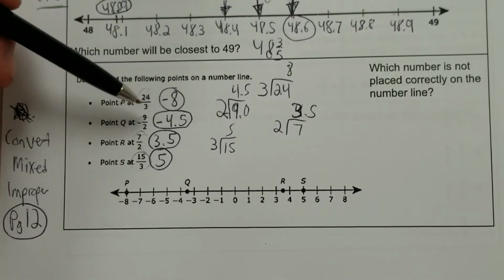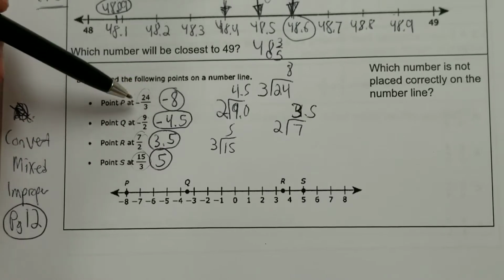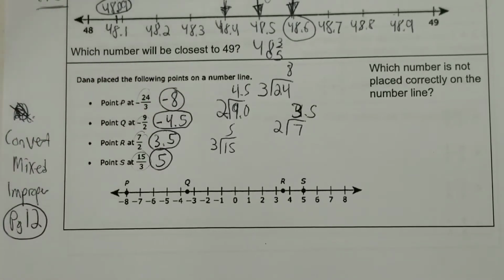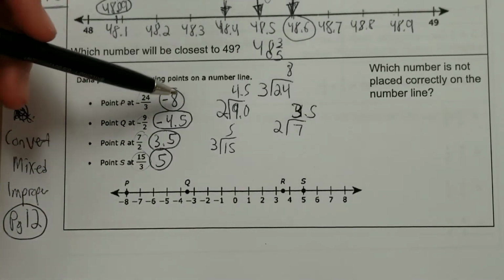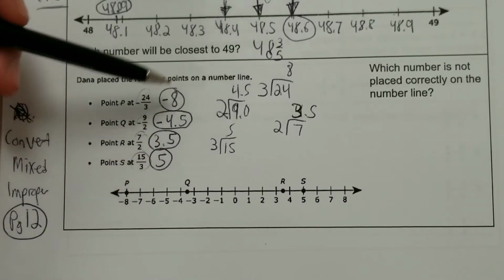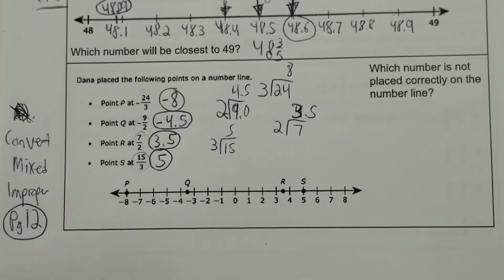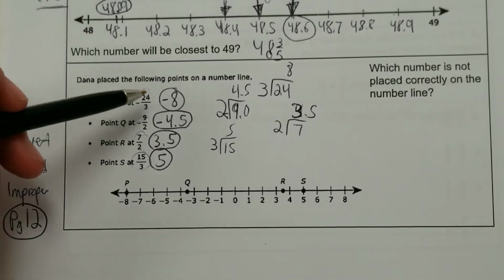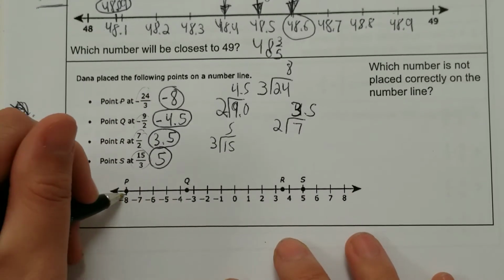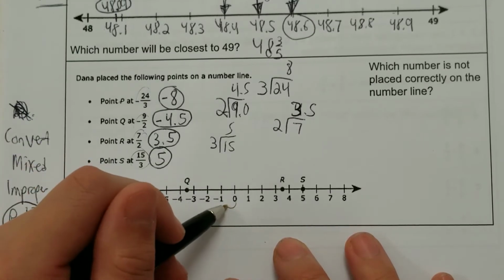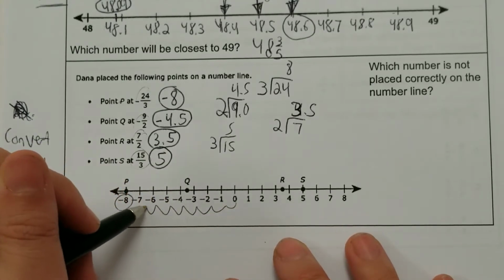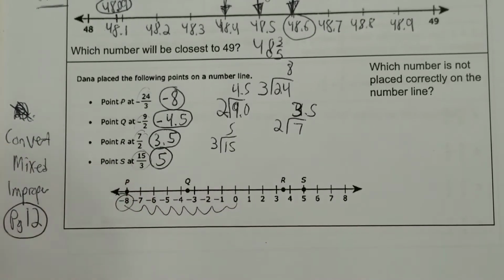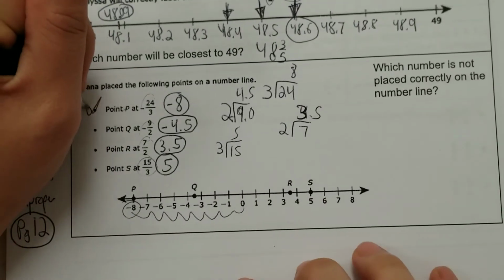So that's how we change from an improper fraction to a mixed number, or just a decimal form. And now this is going to help me out because I can plot these a lot easier if they are in decimal form. So let's look at point P, -8. Well, that looks about right because it's 1, 2, 3, 4, 5, 6, 7, 8 away from 0. So P looks okay for me.